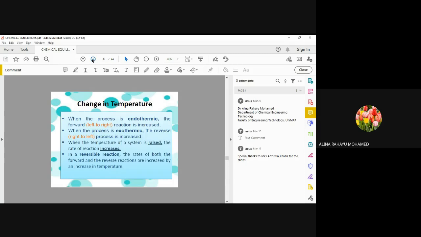When the temperature of the system is raised, the rate of the reaction increases. When the temperature of a system is increased, the rate increases.